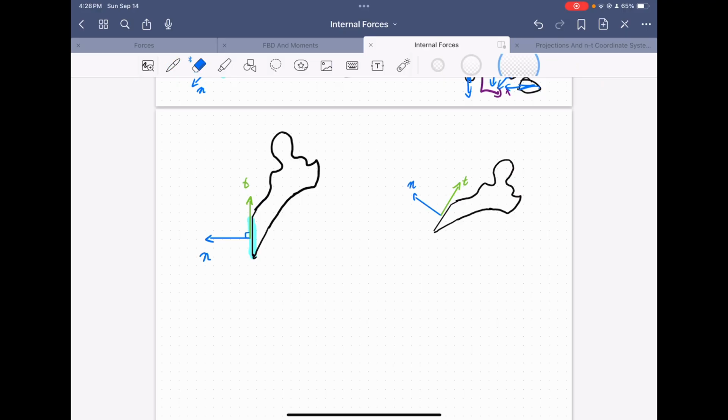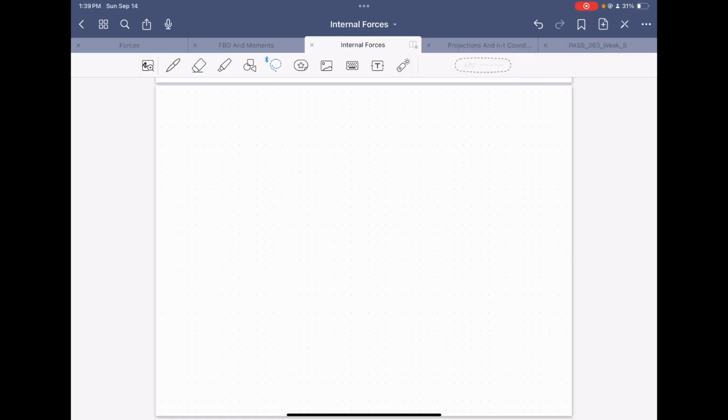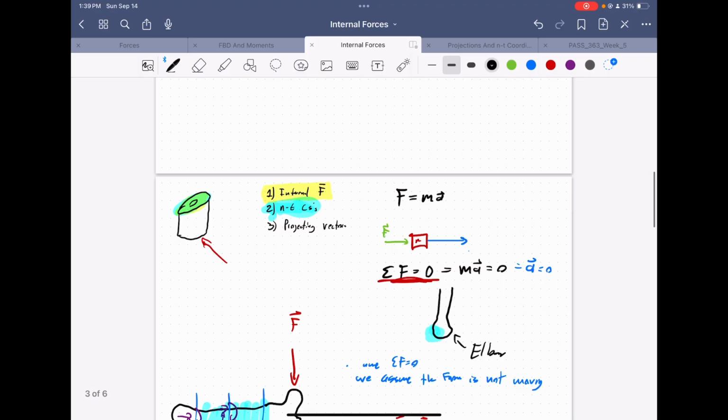Now projections, right? We'll clean that up a bit. So projections, right? Out of the three, we understand internal forces. We now know normal, tangential, NT coordinate systems. And the last thing we kind of need is, I would say, probably the most important one, the easiest to mess up, is projecting vectors. So, where are we going to project the vectors? We do it all the time, but in just a new coordinate system.